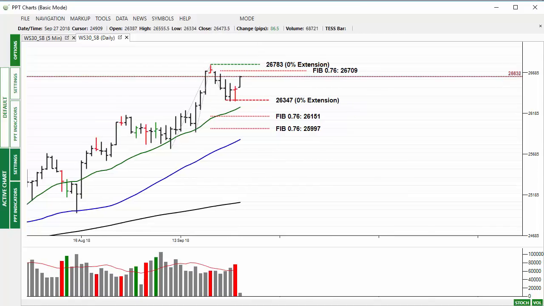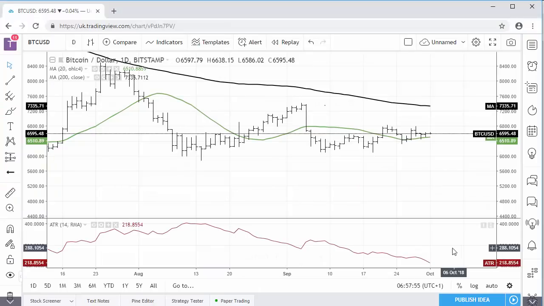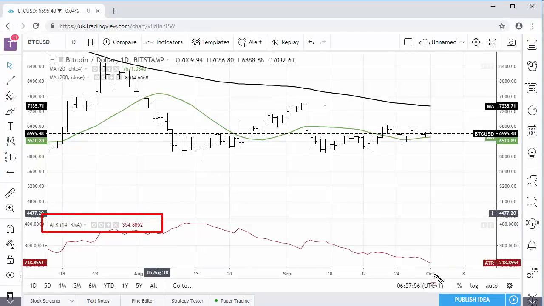And finally, in Bitcoin, very, very tight trading range. And if you look at this on the TradingView platform and the ATR that they have there, this gives you the average range. You can see that we're now sitting at $218 average trading range daily bar, which is absolutely nothing there. So very, very quiet for this market at the moment.